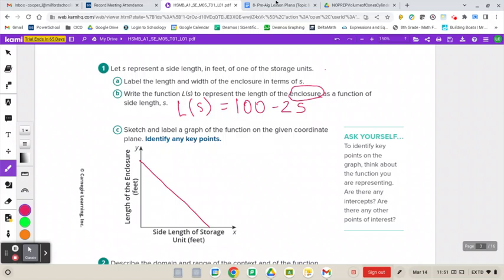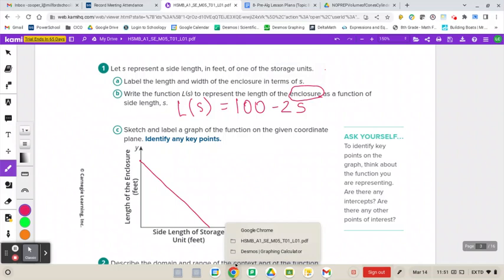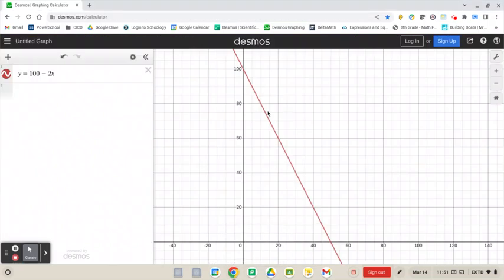So if I look here, can anybody tell me what 0, 100 means? That's where it starts. At 0 side length, there's 100 length of an enclosure. So that's saying if you didn't build any square storage units on each side, you would get 100 length of your enclosure. Does that make sense to everybody?